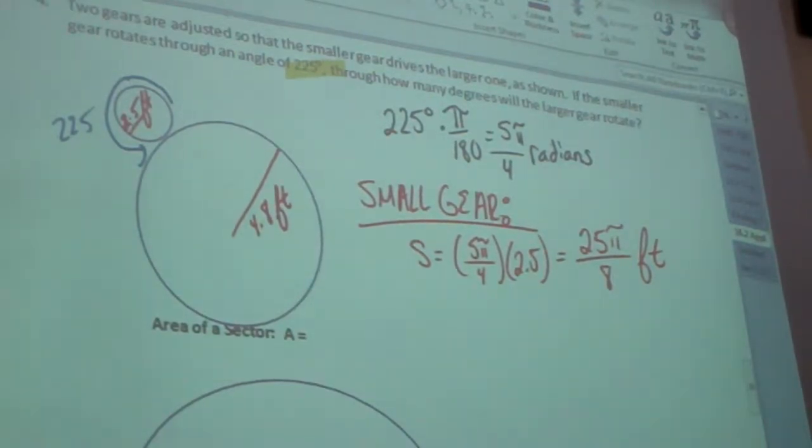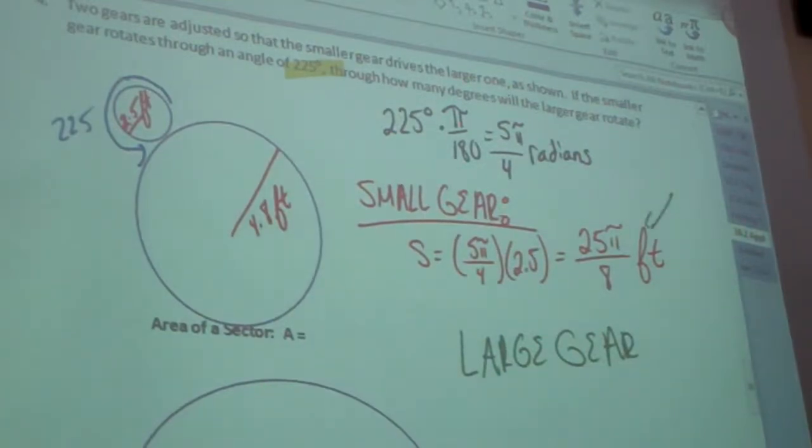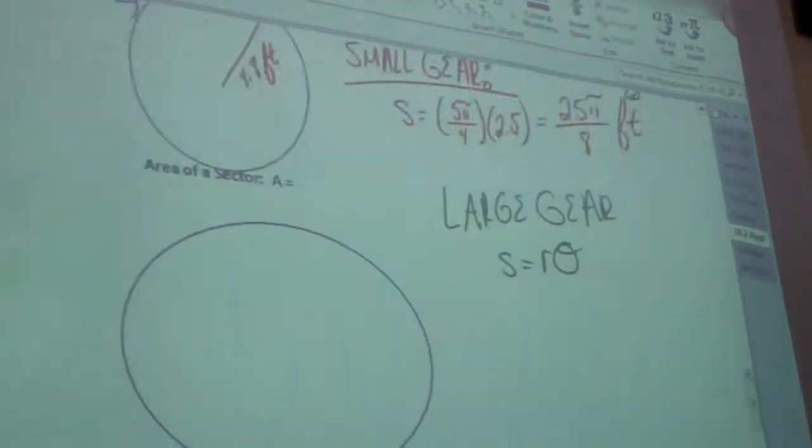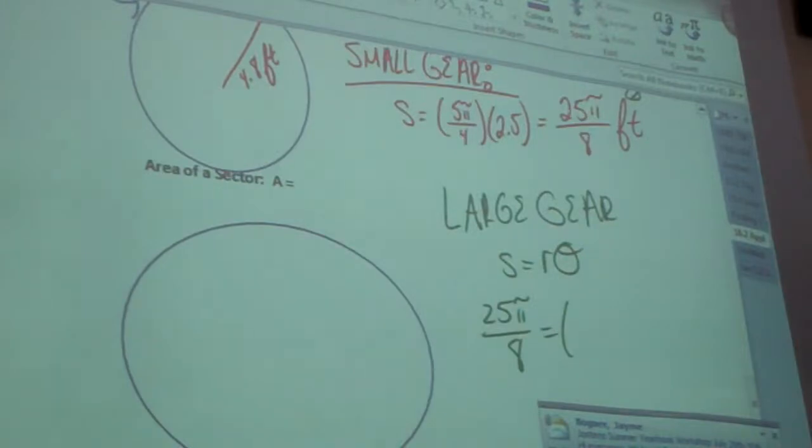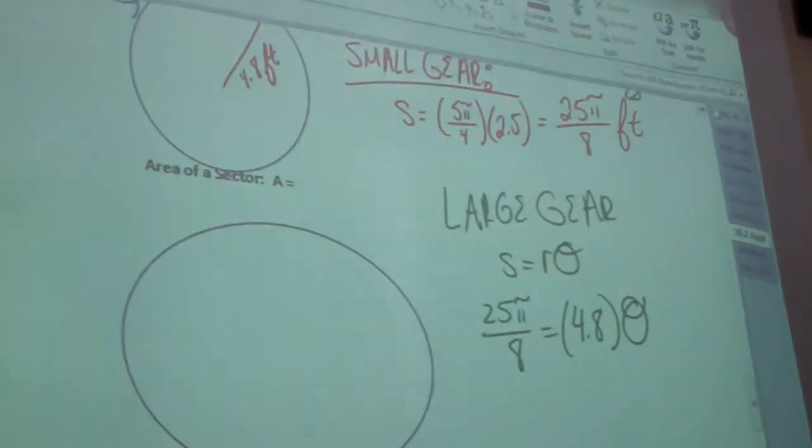Now we have to translate it in terms of the larger gear. This right here is the arc length for both the small and the large circle, because they go the same distance. I know that the arc length is 25 pi over 8. I know that the radius of the large gear is 4.8. What I don't know is how many degrees or radians it actually went around.